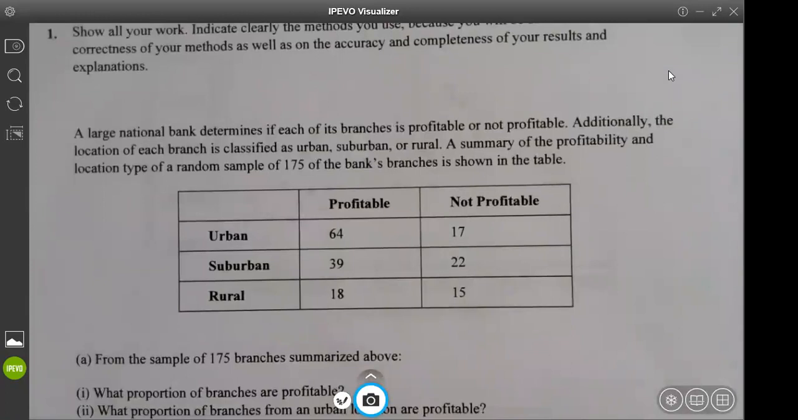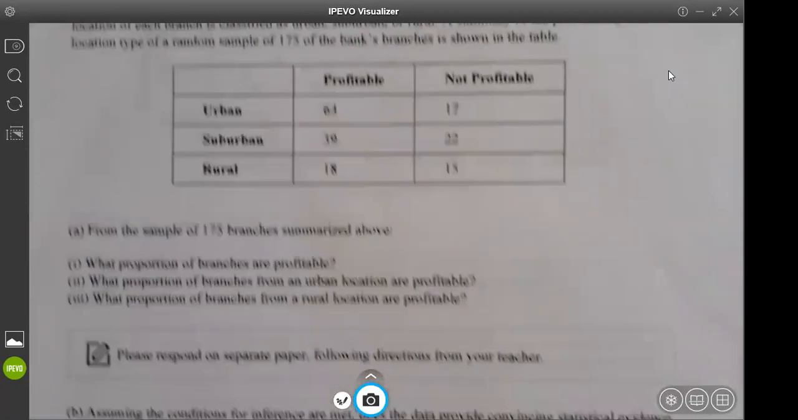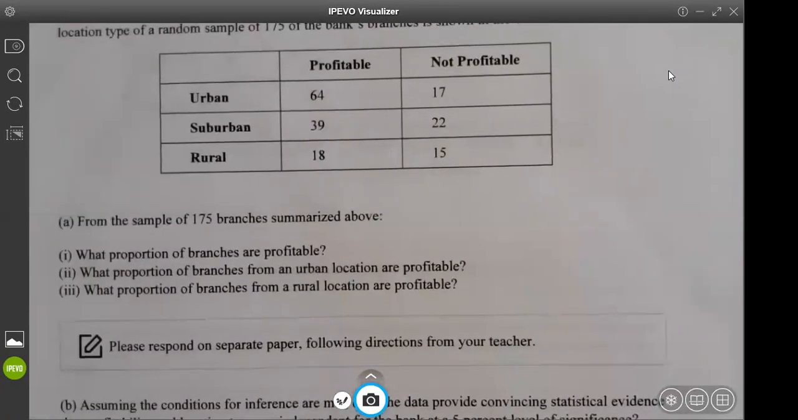A large national bank determines that each of its branches is profitable or non-profitable. Additionally, the location of each branch is classified as urban, suburban, or rural. A summary of the profitability and location type of a random sample of 175 of the bank's branches is shown in the table below. From the sample of 175 branches summarized above, what proportion of branches are profitable?